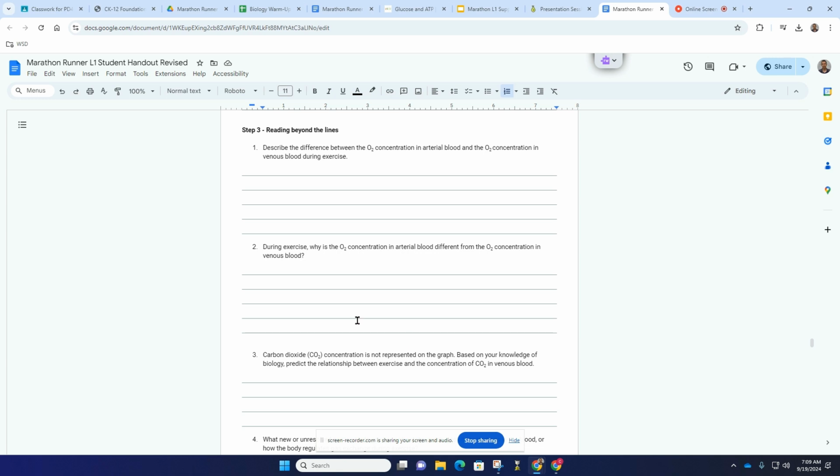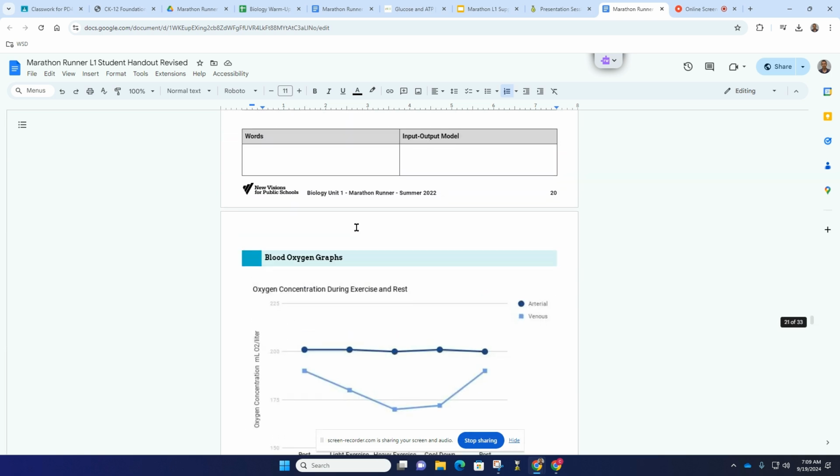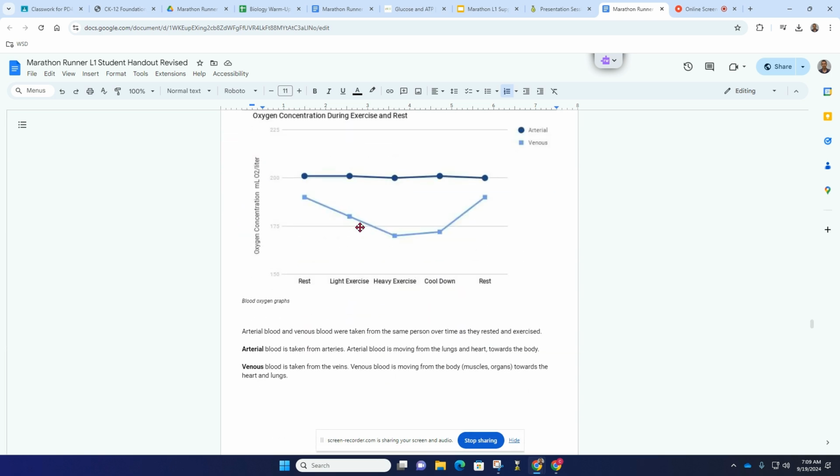All right, now, kind of the hardest questions, at least going a bit further. It says, describe the difference between the O2 concentration in arterial blood and the O2 concentration in venous blood. Well, we just have to combine our previous two statements, right? Arterial blood has more oxygen during exercise and is not changing, whereas venous oxygen is decreasing during exercise. And there's less of it. That's important. Not only is it decreasing, but there's also less of it.